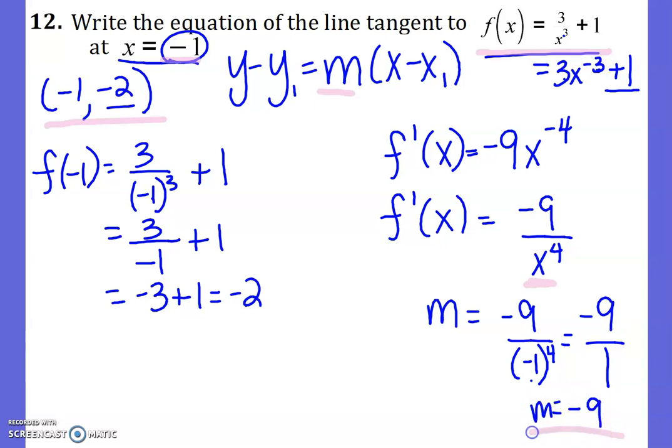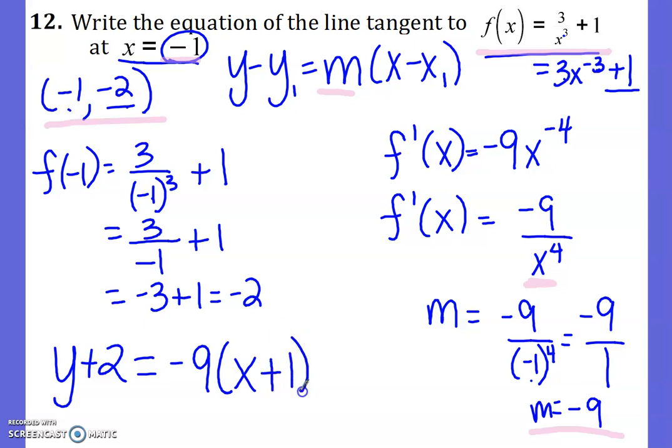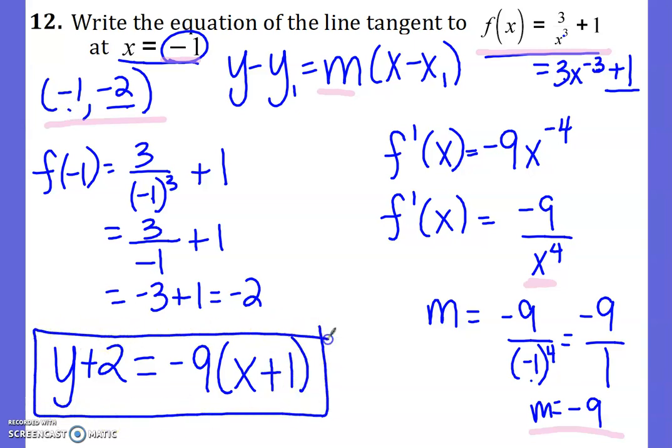So I now have my point and my slope. I say y minus y1, which is going to become plus 2, equals negative 9 times x minus x1, which is going to turn to plus 1. There's the equation of my tangent line.